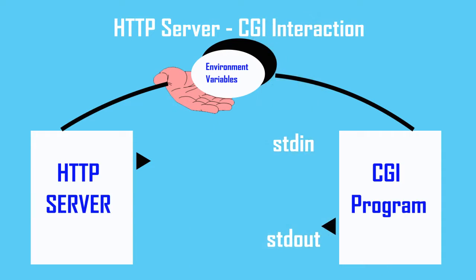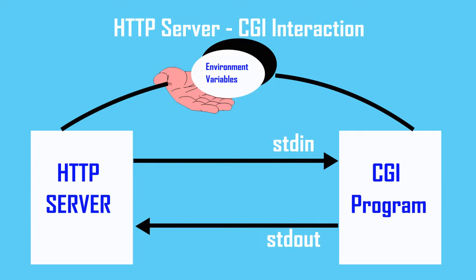Now, let us look at HTTP server and CGI interaction. As you can see in this diagram, you have standard in and standard out, and you've got environmental variables in between the browser and the server.